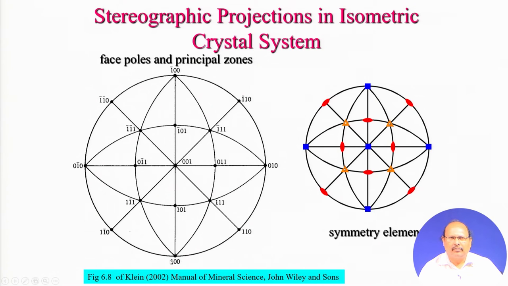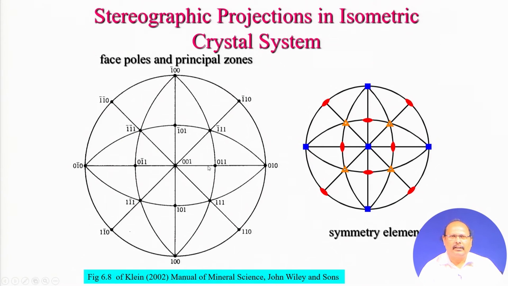110 lies in between the zone 100 and 010 here. So, if you add it up, it becomes 110. So, this is the position of 110. And if you add 001 and 110, immediately we will find out that 111 will lie in a zone between 001 position here and 110 position here.